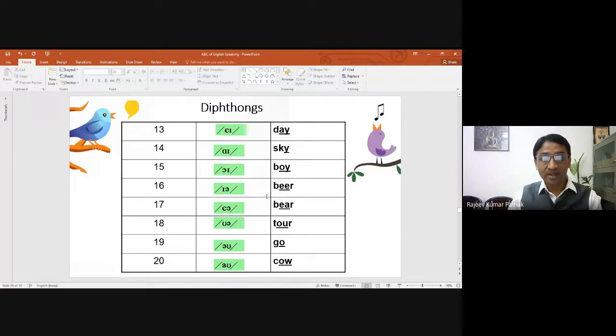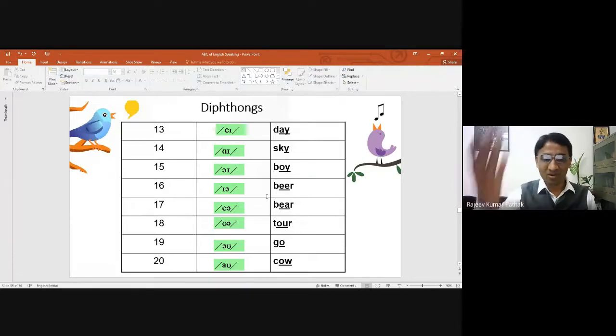Number 19 is the ow sound, as in go, no, so. So is generally not read as "so" in British; that's read as "oh-oo". Like that. Number 20 is ow, as in cow, wow.